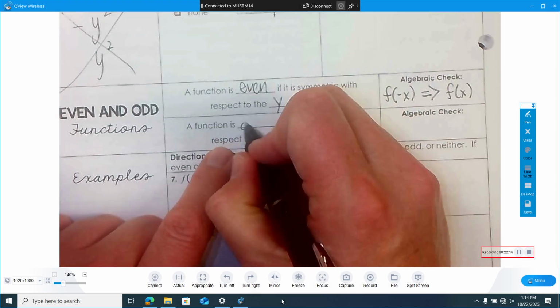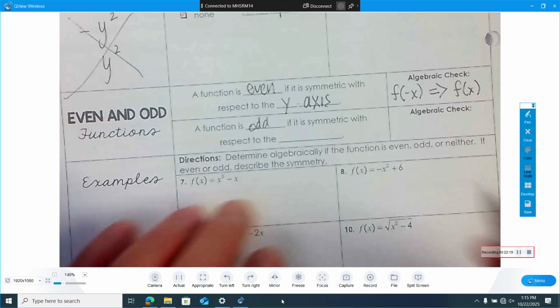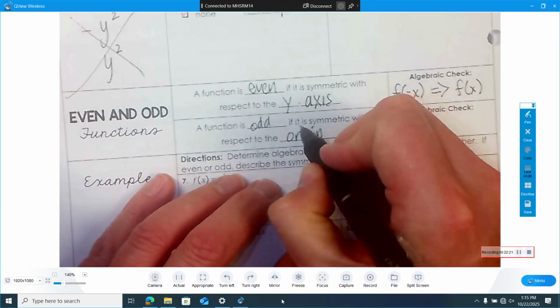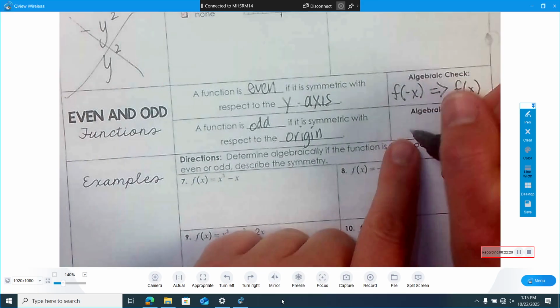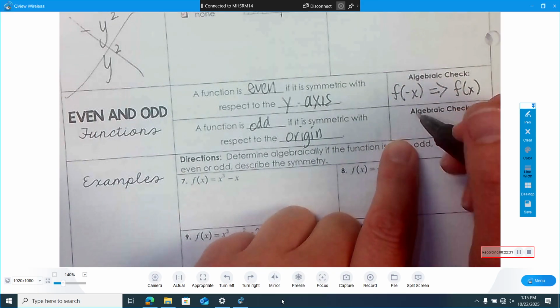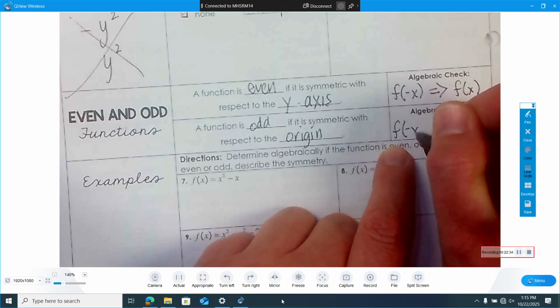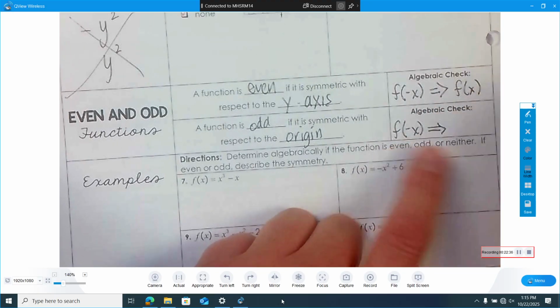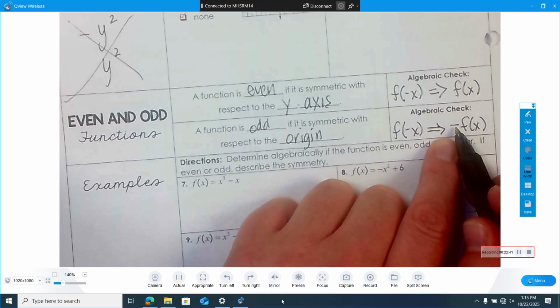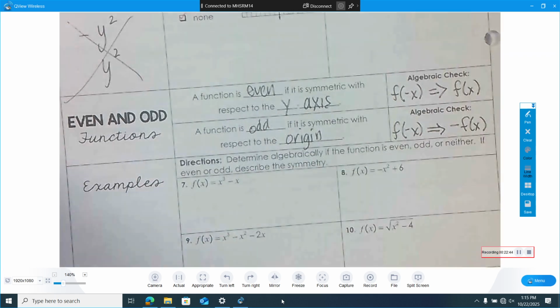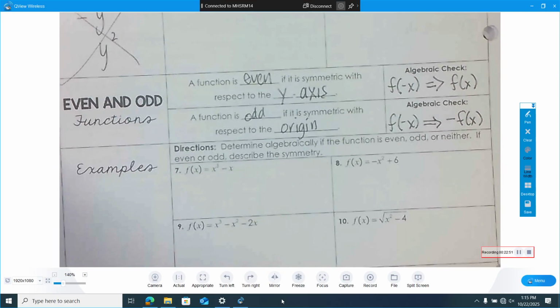Now, a function is odd if it's symmetric with respect to the origin. I like that they did it that way. Origin, odd, there's lots of O's. Everything is opposite, okay? So algebraically with function notation, we would plug in the opposite x, and we hope to get out an opposite function, like the y should turn out to be opposite. The whole function becomes opposite. So it's a slight difference. It's really the same. So let's see how this works.